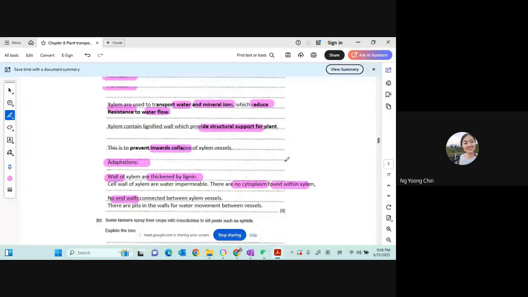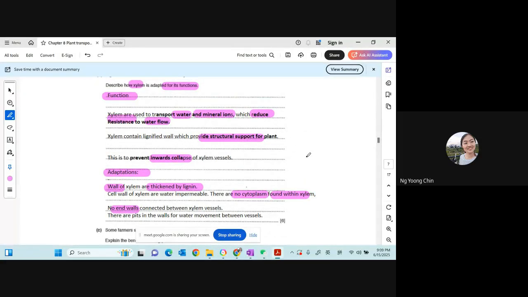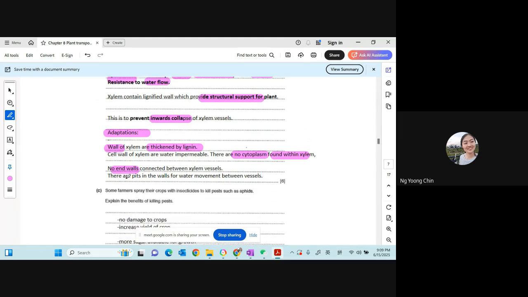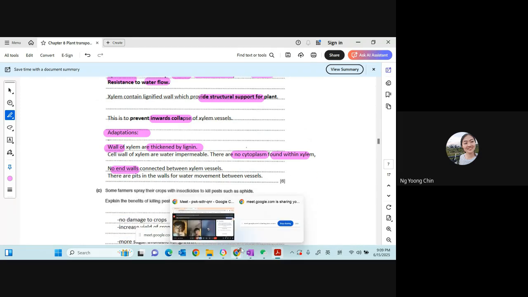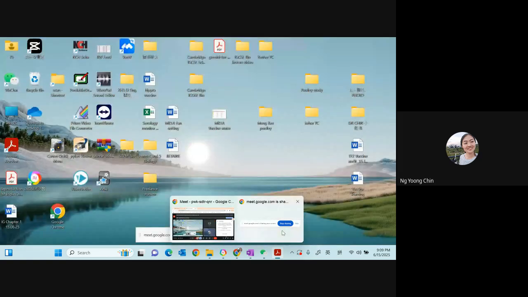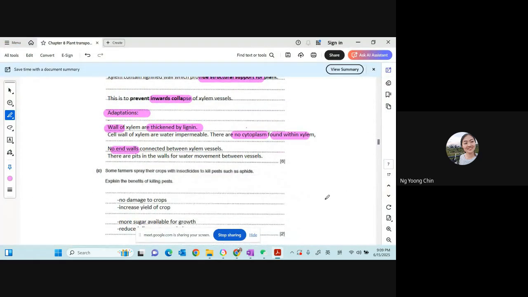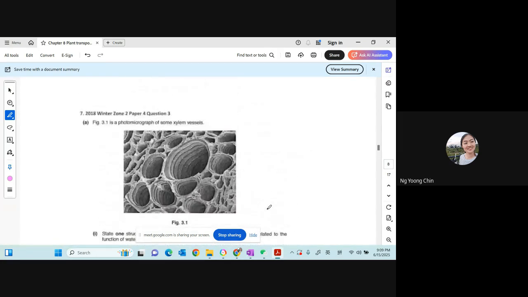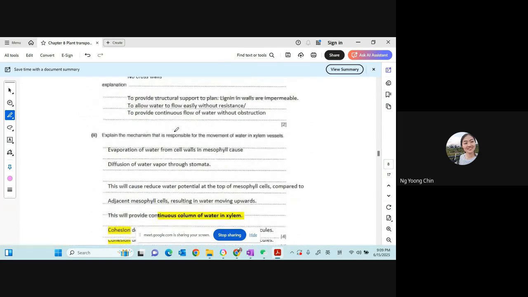Okay, so very easy. If you study the past year papers, then you should know what kind of keywords you should include in your answer. So you can see that there are the pits. Do I share the screen? I think I shared the screen, right? There are pits in the wall for the water movement between the xylem vessels. Between means the adjacent xylem vessels. So this is xylem vessel again.